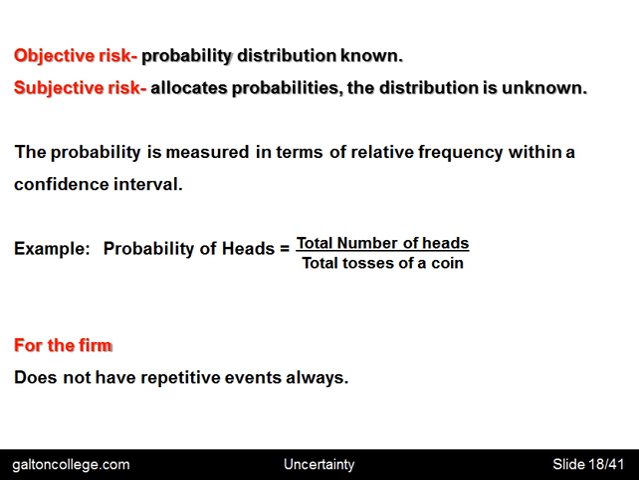For the firm, for the business, businesses don't, generally speaking, have repetitive events to rely on. So objective risk is not something that companies generally have. Buying a new machine is a new venture for the business. There may not be statistics about the performance of the machine. Entering a new market, there are no past statistics to help the decision makers decide the best course of action. So there are no repetitive events.